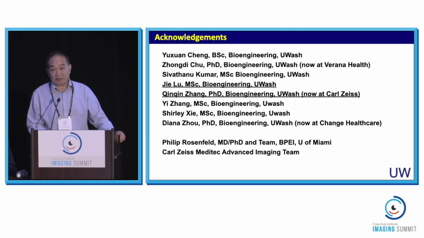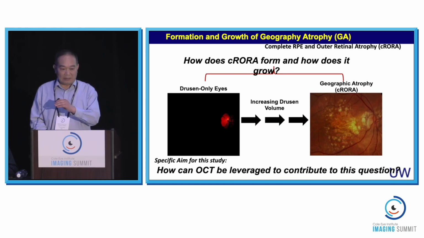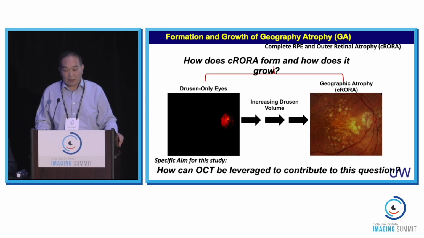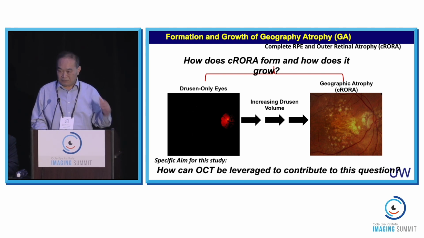Yeah, and again, I want to thank my team members and also my collaborators, Dr. Phil Rosenfeld from BPI and also his team, and Carl Zeiss Meditec. And without them, our research is not possible. So the ultimate goal for our study is to understand how does cRORA or GA form and how does it grow. And this is actually a clinical question, and that's really over my pay grade. So in this specific study, we want to look at how OCT can be leveraged to contribute to the answers of this clinical question.